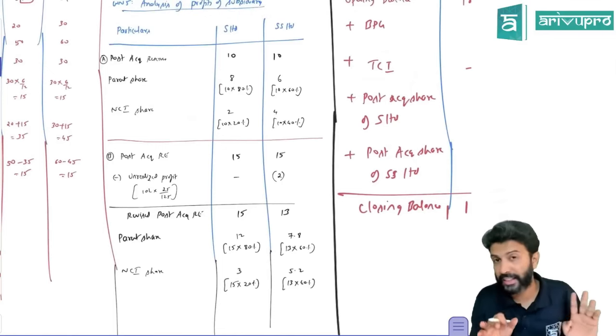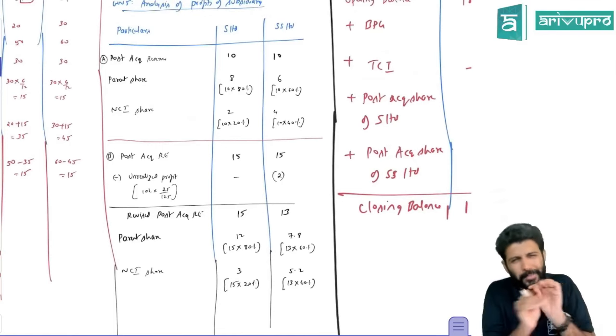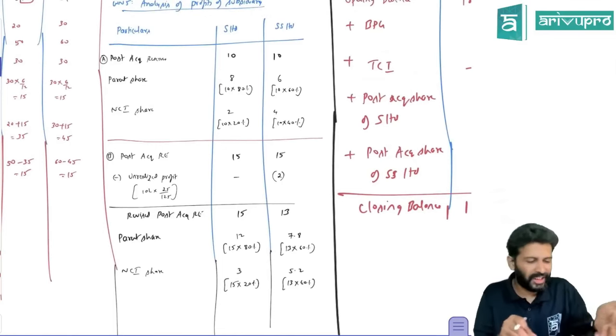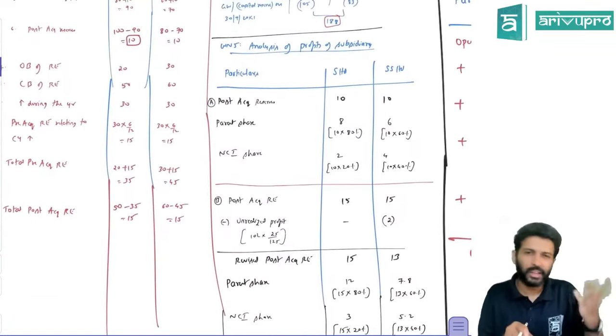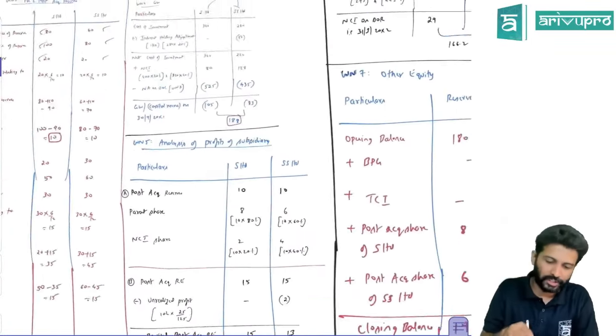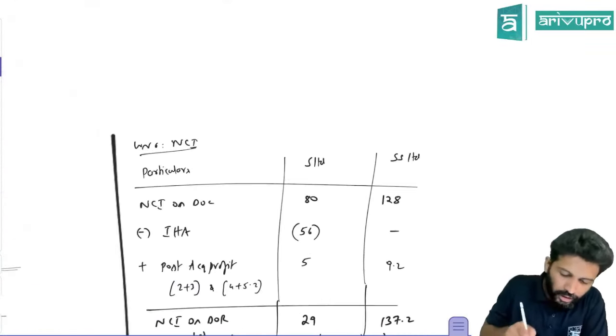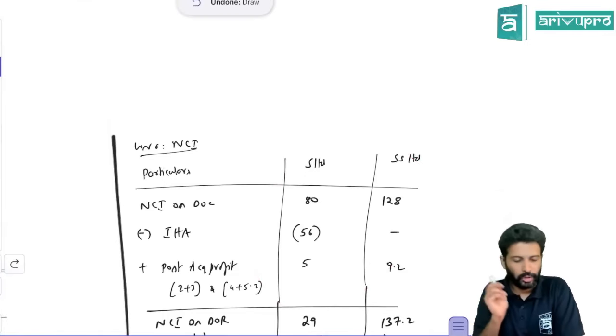This will definitely look lengthy. It is time consuming also, but it is pretty straightforward. Only IHA and here some little drama around reserves. Otherwise, very, very straightforward question this is. Then it is non-controlling interest. Non-controlling interest also of 2 companies.